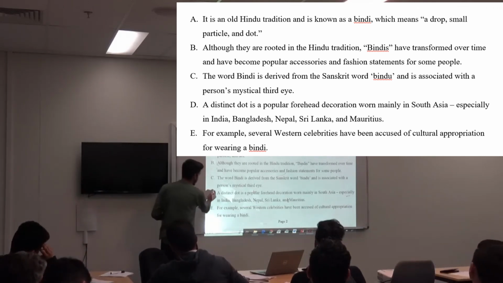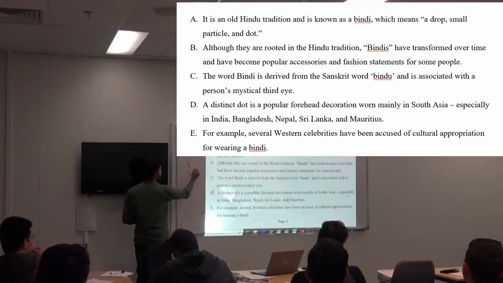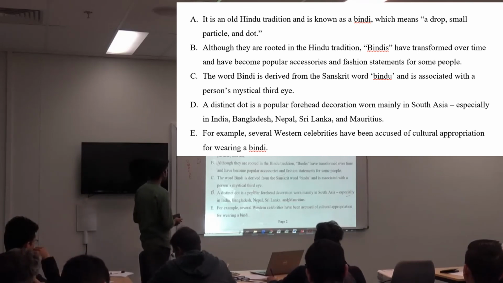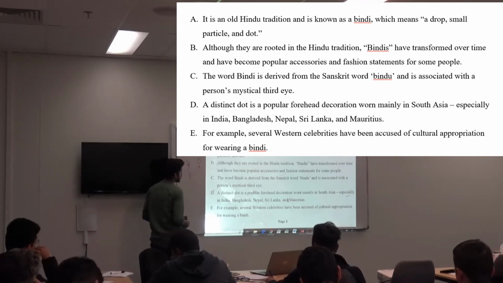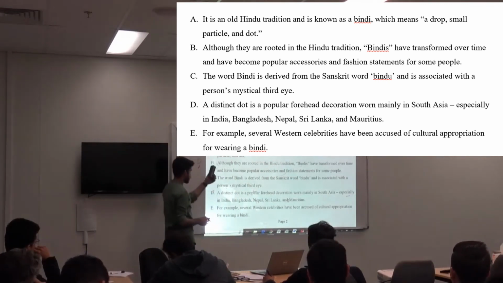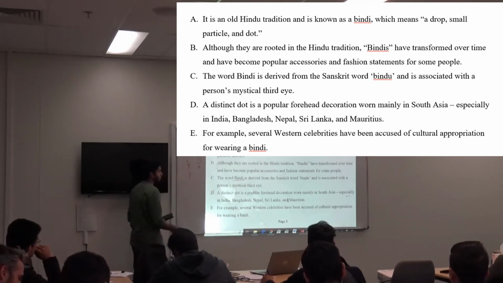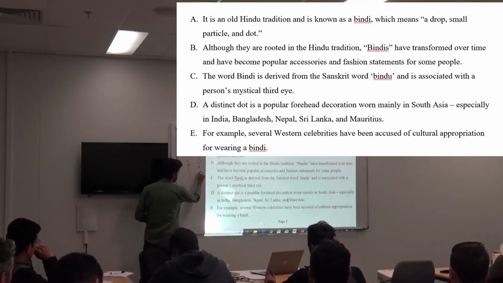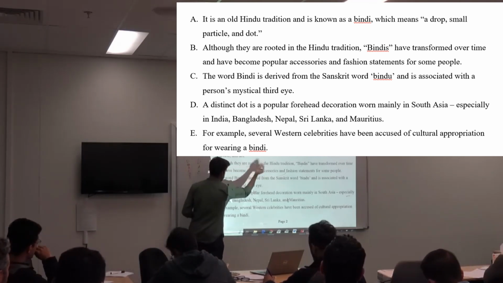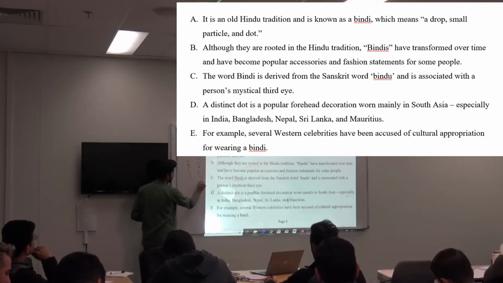Let's say D, a distinct dot, is popular for decoration, 1 million in South Asia. Fine, I'm fine with that. So that's a distinct dot. So what is it? It is an old Hindu tradition. Yes, I can take that. Also is known as Bindi, which is introduced here in the sentence. Now we may talk about that. The word Bindi is derived from, although they are rooted, yes, derived, also rooted from that Hindu tradition. Then an example comes first.